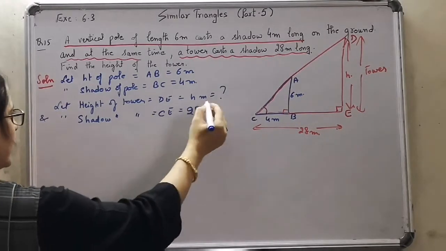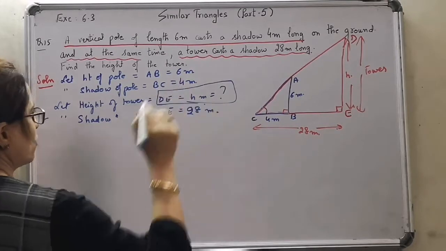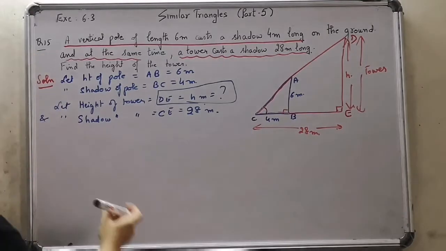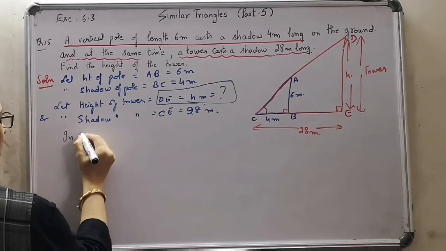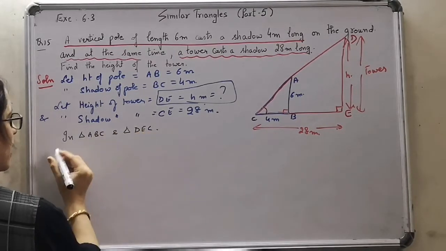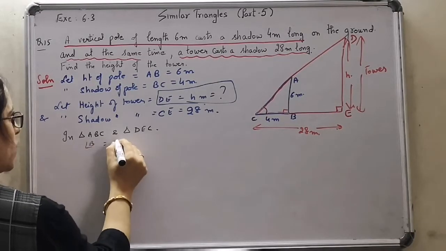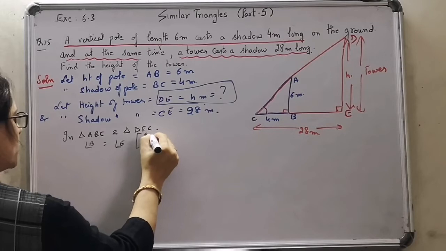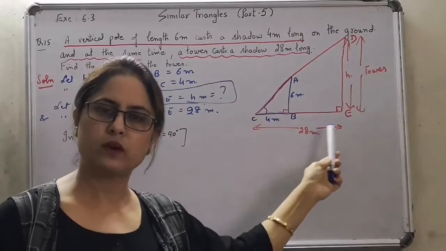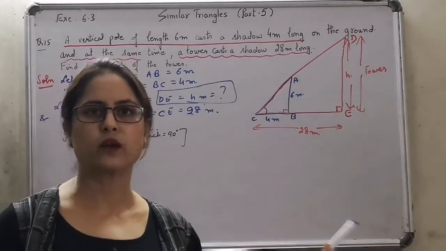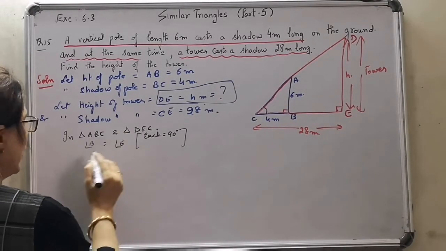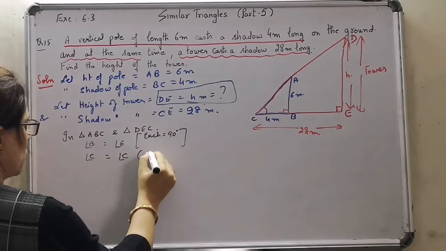Now we have to find out the height H. We have to find out DE. Let's move to the solution part. The given has been discussed. In triangle ABC and triangle DEC, angle B is equal to angle E, each equal to 90 degrees. We have discussed why 90 degrees, because both the tower and the pole are vertical to the ground, and anything that is standing vertical upright on the ground is at right angles to the ground. After that, we can say angle C is equal to angle C. This is common to both the triangles.